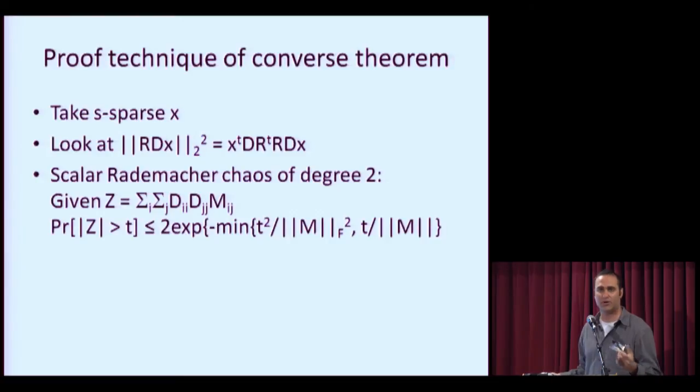Okay, this is the Gaussian part of this random variable, and t over the spectral norm of the matrix M, this is the exponential part of this random variable. So this is a classic result, like I said, by Hanson and Wright.